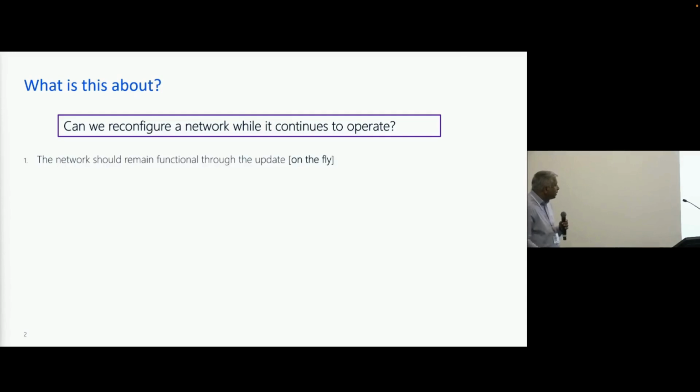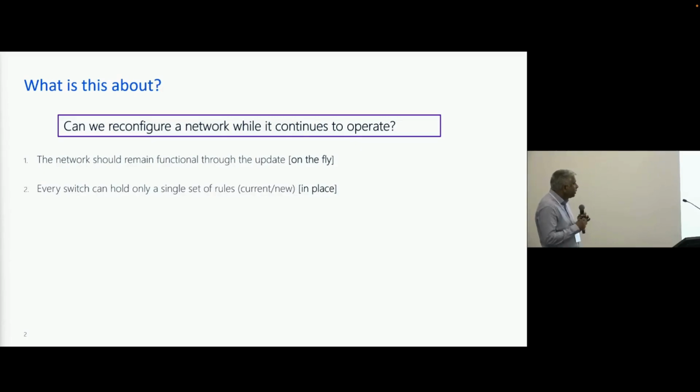So let's start by putting down some requirements on the update process itself. The first one is the one we just talked about, that we want the network to keep functioning. Networks are too important. You can't shut them down for half an hour while the configuration is getting changed, right? So we call that update on the fly.